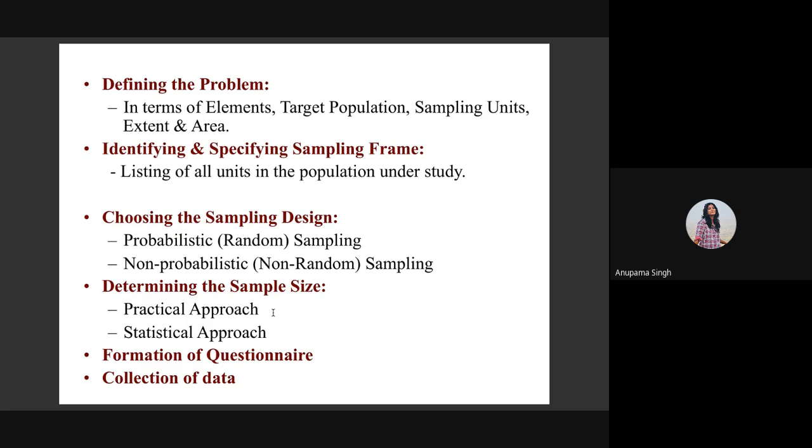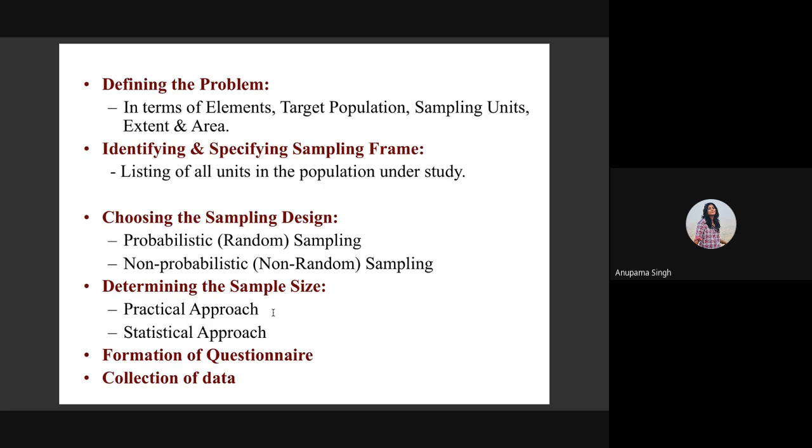Identifying and specifying the sampling frame. Again, the sampling frame includes the list of all the individuals that are being included in your study. It can be one household for one observation, or it can be multiple observations in a single household. But for both, the listing should be done, or there should be some kind of mapping or guidelines that can show you how you are going to frame your sample in your given geographical area or your population under study.